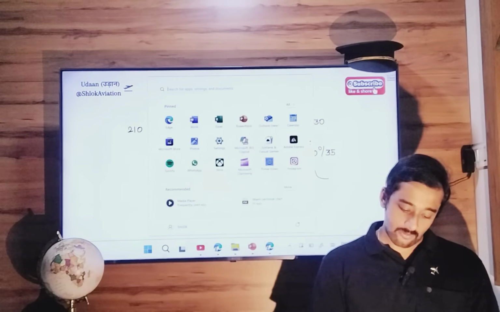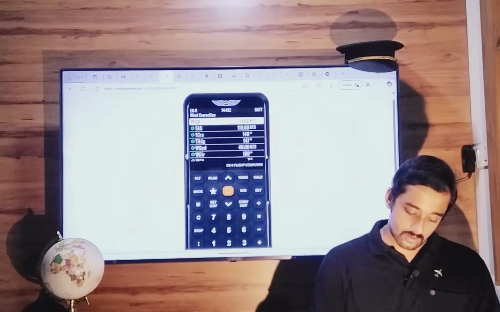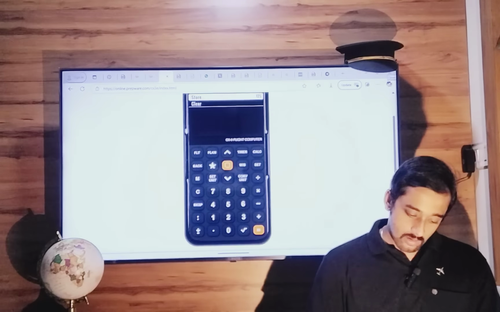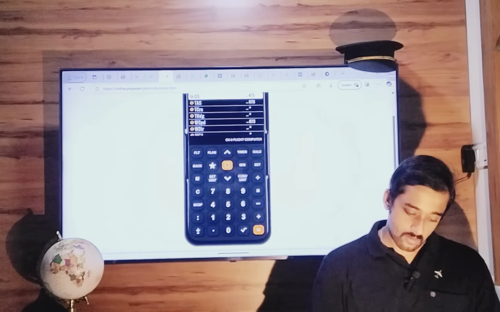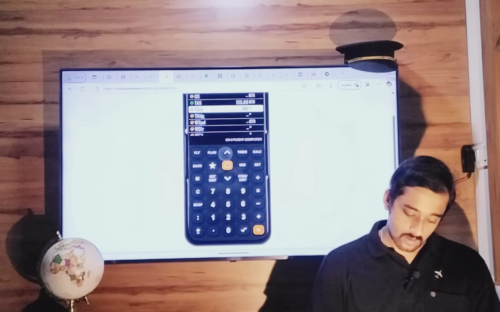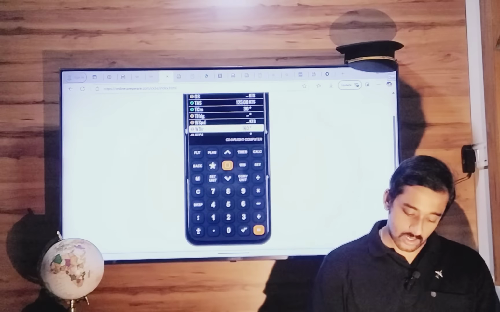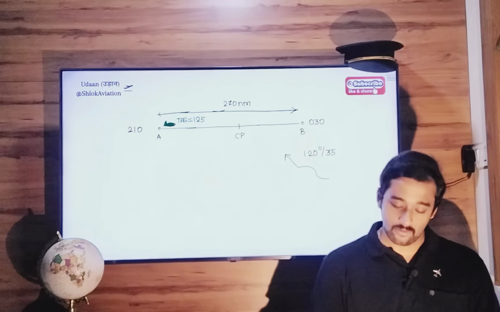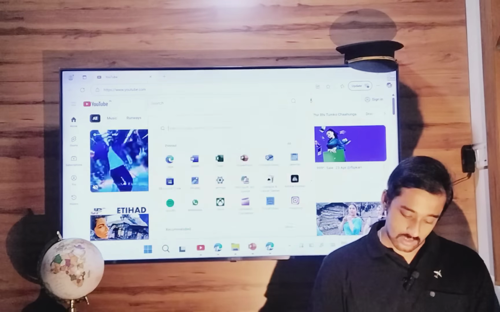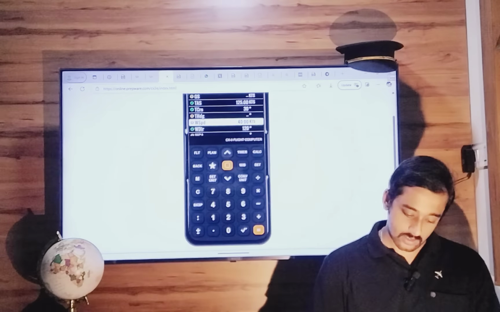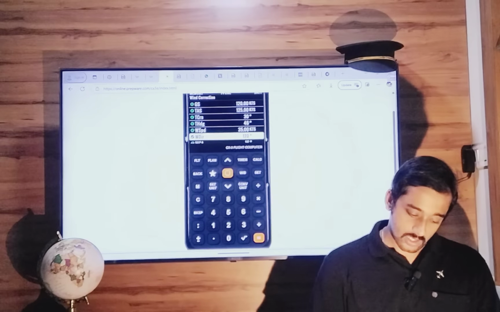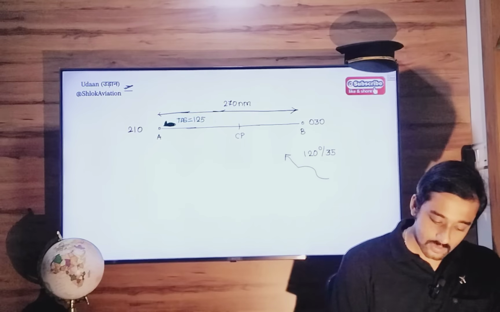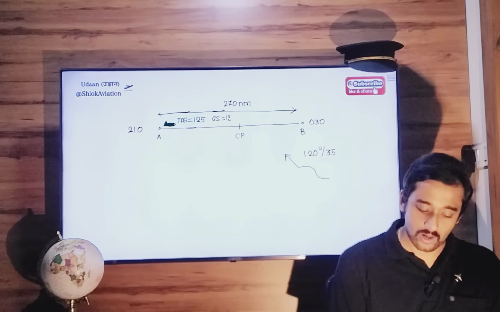So TAS 125, course 030, winds are coming from 120 at 35 knots. This gives you a ground speed of 120 knots. So outbound ground speed is 120.